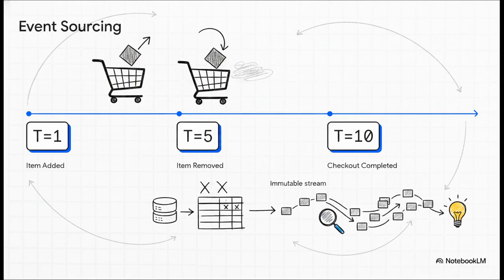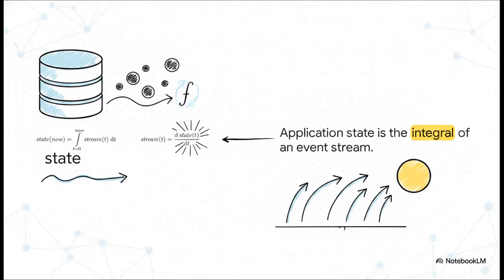But by recording every add and remove as an immutable event, you can debug exactly why a checkout failed. You can deeply analyze user behavior, or even build a totally new recommendation engine tomorrow just by replaying all that rich historical data.